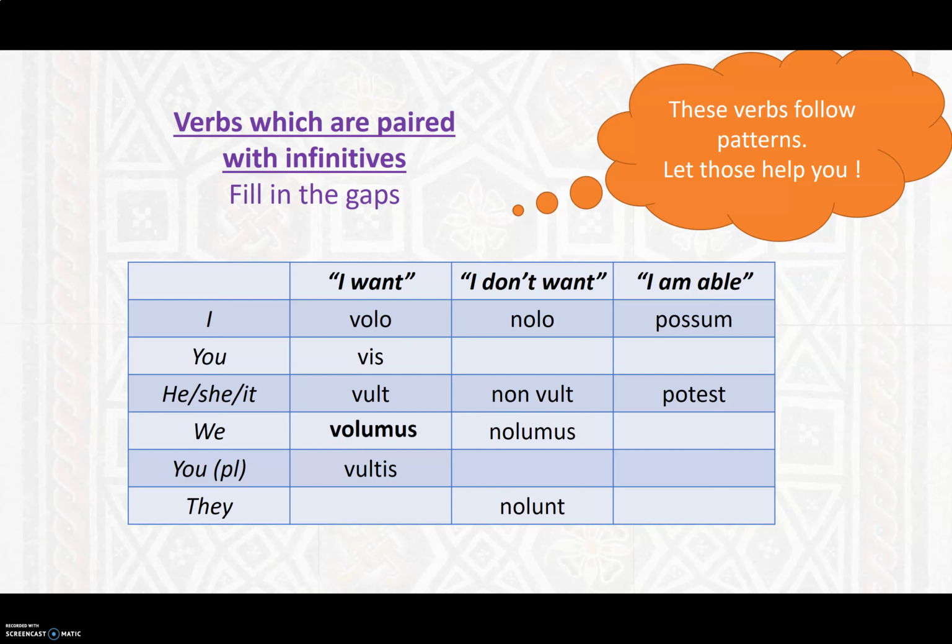Have a think about the they form of volo. How might you say they want in Latin? Well, they don't want is nolunt. So yeah, you might have guessed it. They want is volunt.